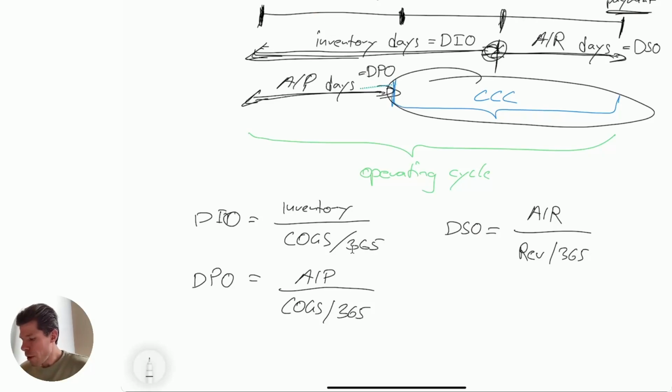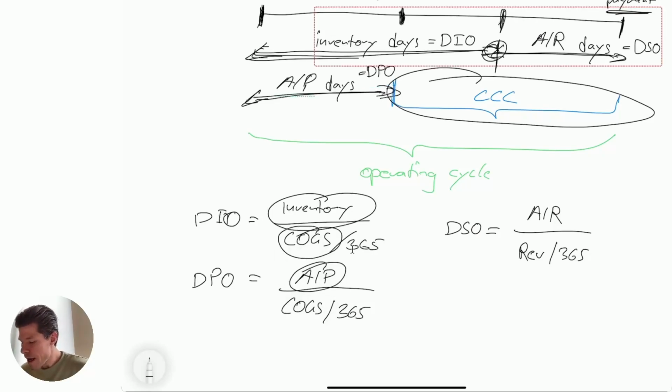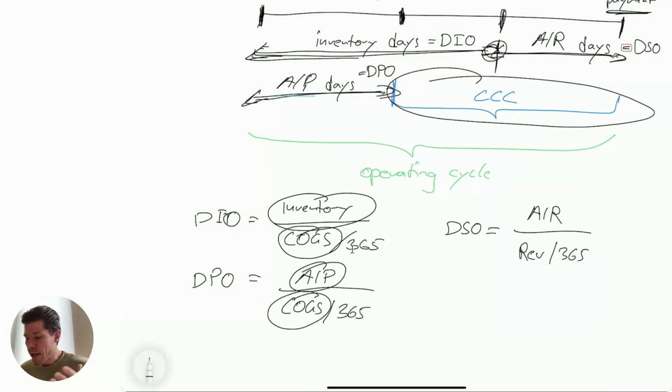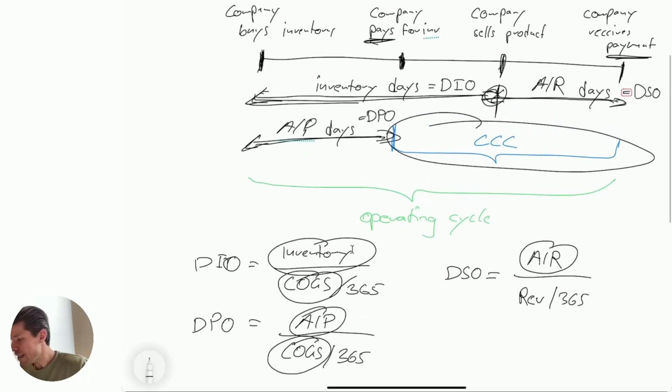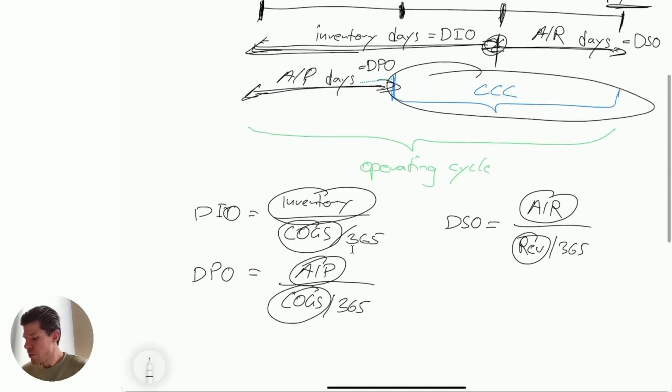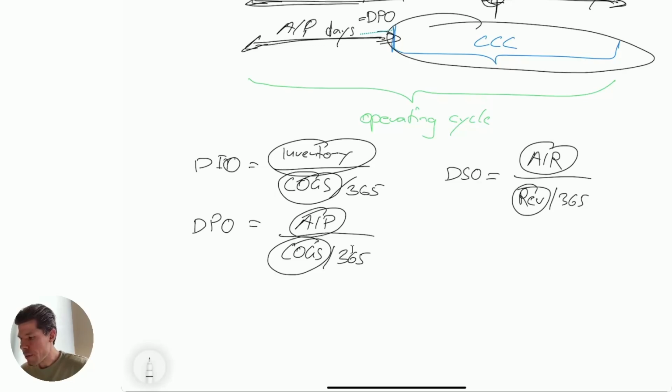Here very important, inventory belongs to cost of goods sold. Accounts payables, also when you buy inventory, is part of your cost items on your income statement. And when you sell products, for accounts receivables, days sales outstanding, you don't use cost of goods sold, you use revenue. Just be mindful, on the internet there are many wrong formulas. DIO, COGS; DPO, COGS; DSO, revenue.